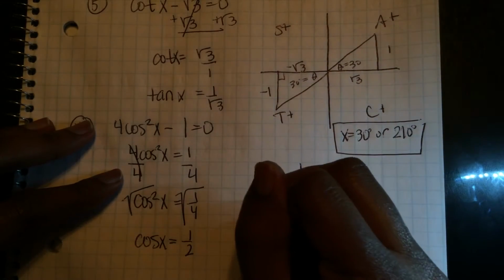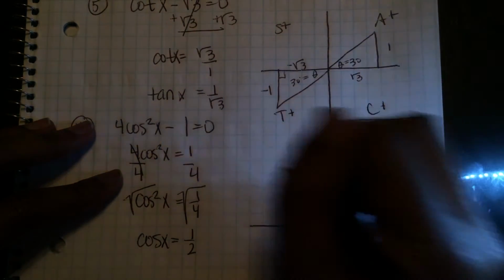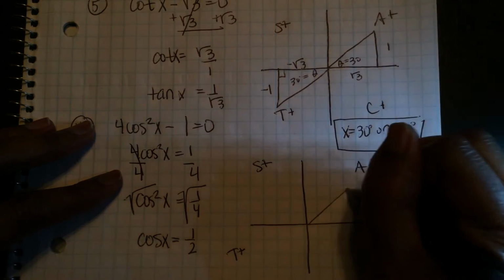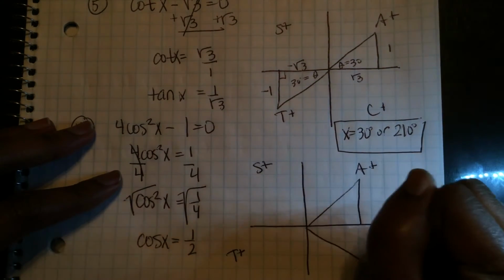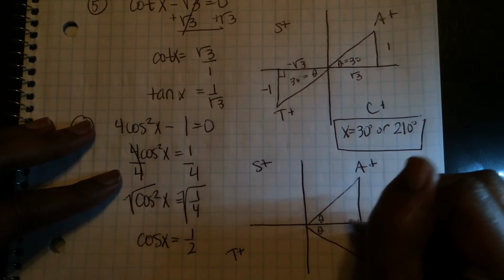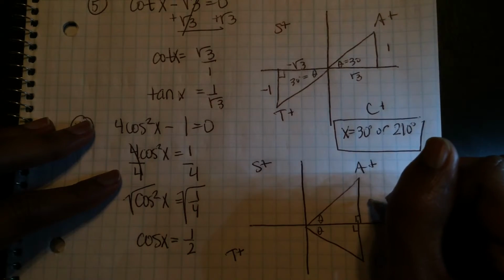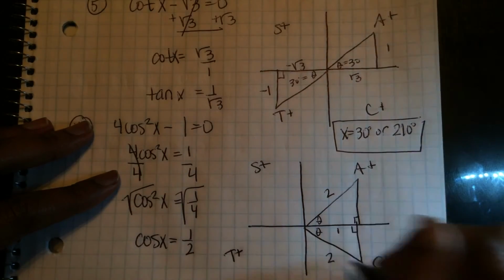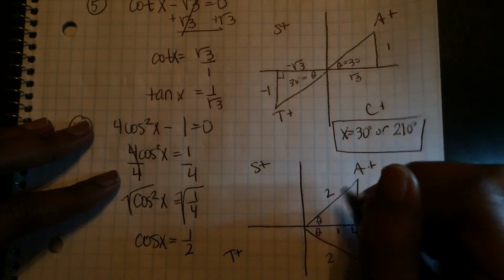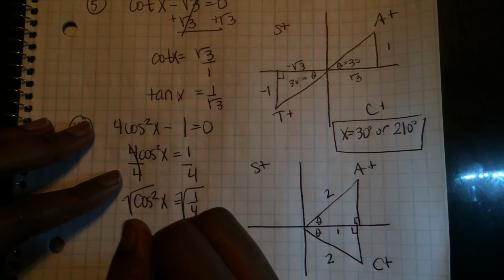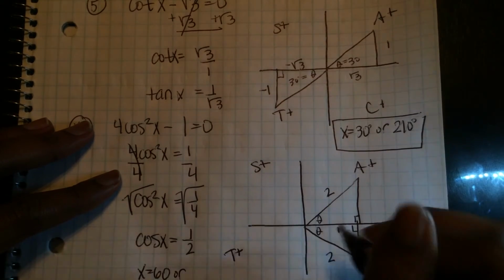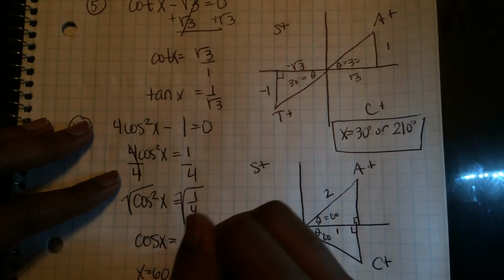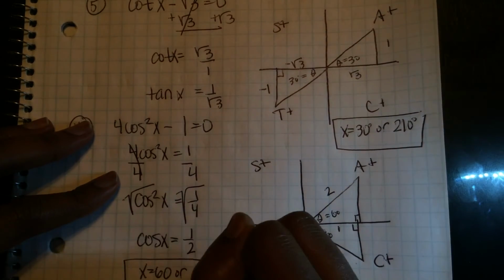So where is cosine positive? All students take calculus. Cosine is positive here and here. What are these angles? Where the adjacent is 1 and the hypotenuse is 2. So that adjacent being 1 and hypotenuse is 2, x equals 60, or 360 minus 60, which is 300 degrees.